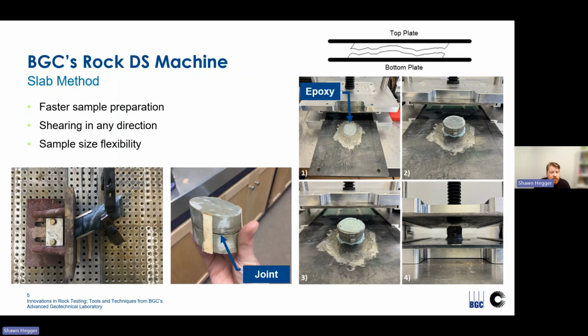Additionally, the sample can be tested in any direction, which allows us to test samples along structures if they're present, such as along slickensides. We're also able to test a wide range of sample sizes because we aren't confined to a certain mold size.